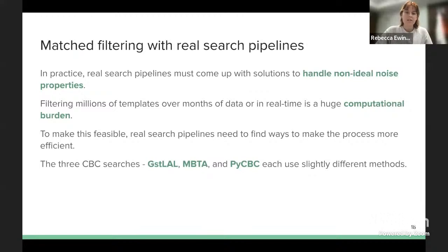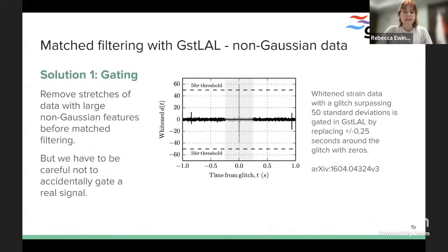So in practice, the search pipelines have this problem of dealing with the non-ideal noise properties that I just introduced. And additionally, they have to find ways to make the search efficient and deal with this computational burden of filtering maybe millions of templates, and especially trying to keep up with the data and do that filtering in real time. And so first, I will talk about how GstLAL handles all of this. So first is handling the non-Gaussian data. I'll discuss three different solutions to this that GstLAL uses.